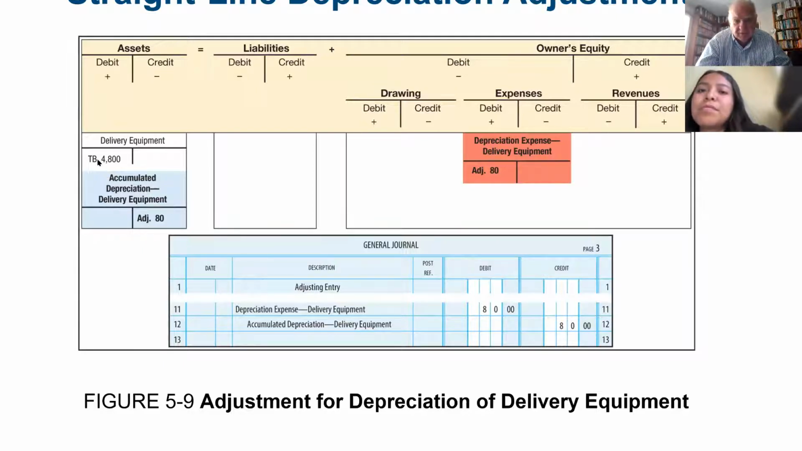The difference between the original cost of the asset minus the accumulated depreciation is called your net book value. Net book value. Accumulated depreciation, everybody, is a contra asset account. Like all contra accounts, it's married to somebody. In this case, the contra account is married to the delivery equipment. They go together to form one, in this case, net book value, okay?